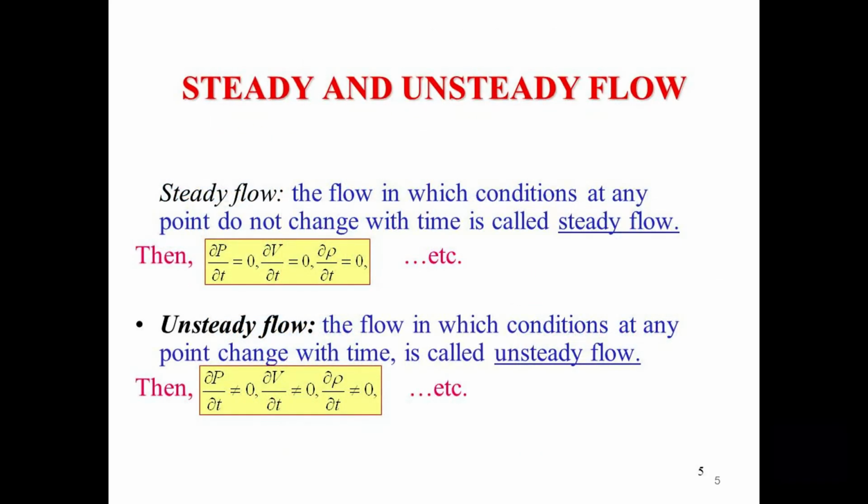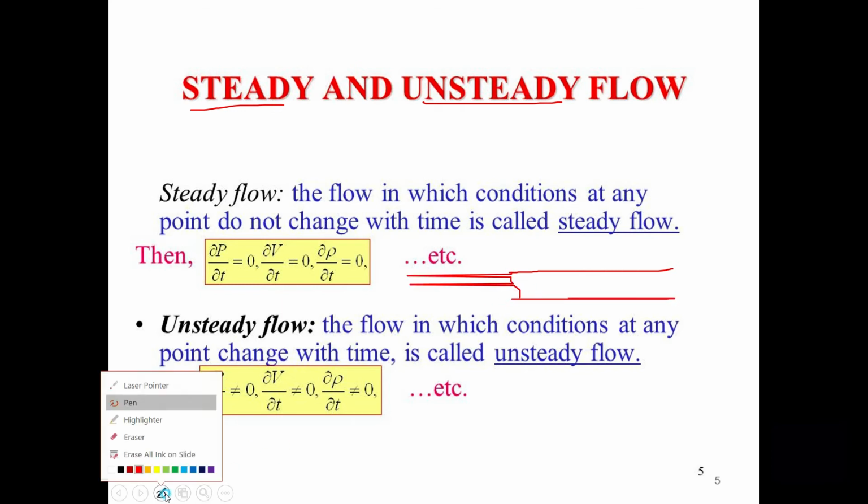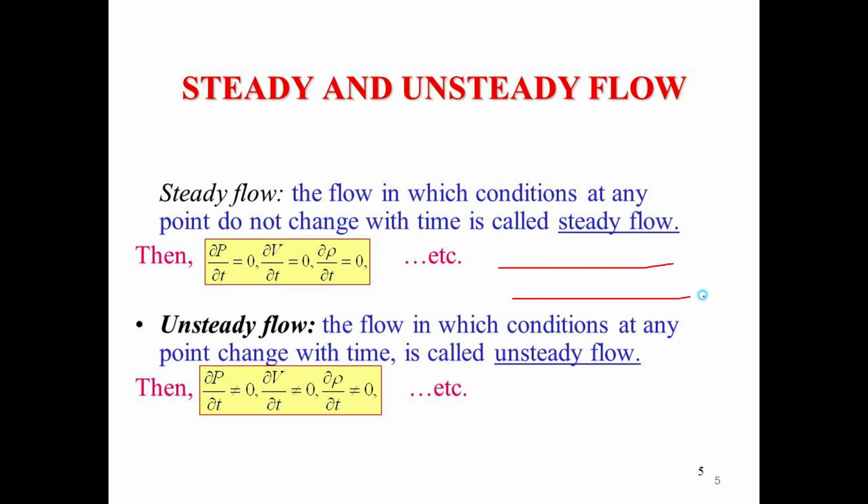Let us try to understand the first classification, steady and unsteady flow. As the name itself says, it is with respect to time, whether the various properties of the fluid change or do not change. Steady flow means, suppose this is a pipe and the fluid is flowing in this direction, the flow in which conditions at any point, at any section you take, do not change with time is called a steady flow.